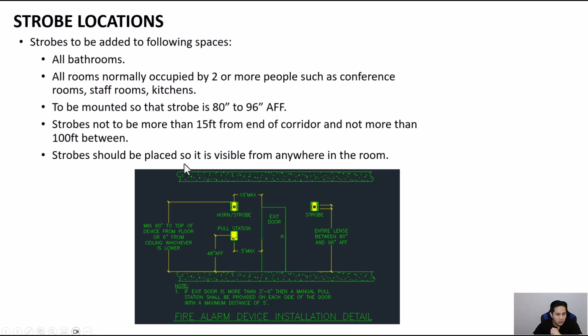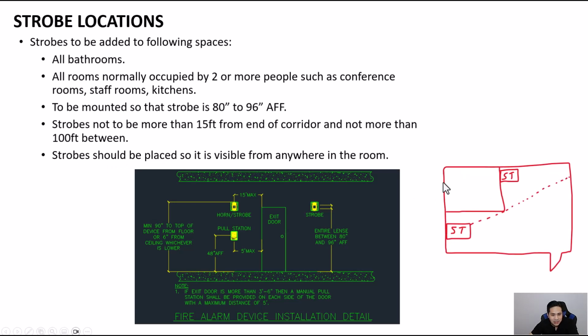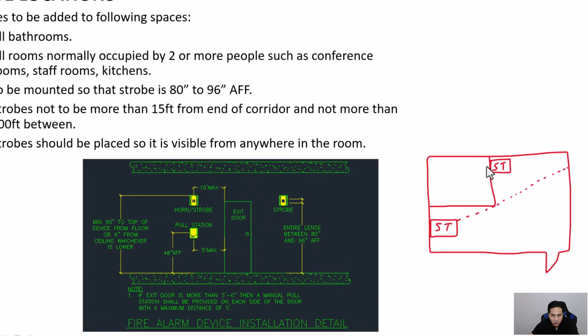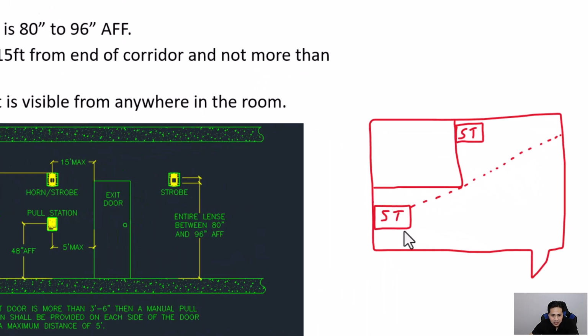Strobe should be placed where it's visible from anywhere in the room. So this means that, let's say we have a room here. There's something here. Let's say it's a room, or it could be maybe just a wall. If you put a strobe here, the line of sight is like this. So people standing here will not be able to really see that strobe.